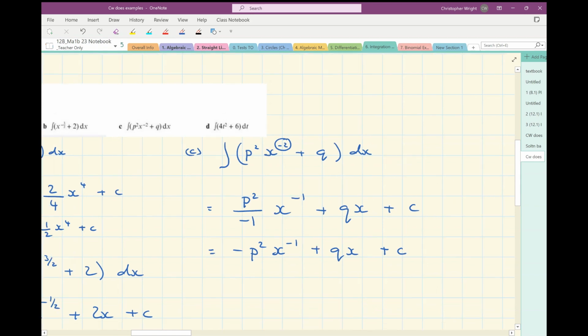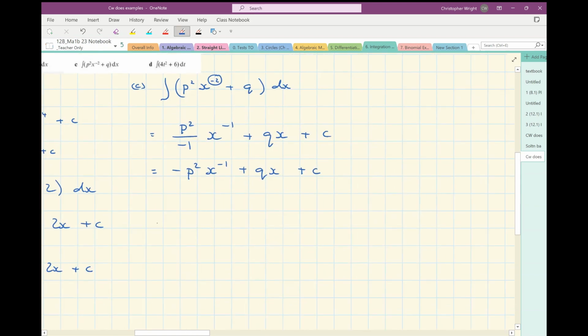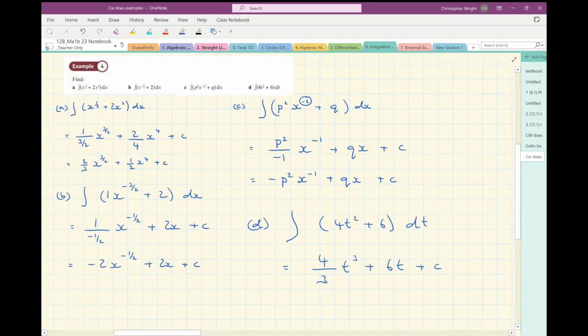And now I'm only left with part D. Here we go, part D. We need to integrate 4t squared plus 6, and this time we're integrating with respect to t. All right, so 4 is the coefficient, divide by the new power, 3 times by t cubed, plus 6t, and don't forget your constant term. And that is part D done, and there is example 4 complete.